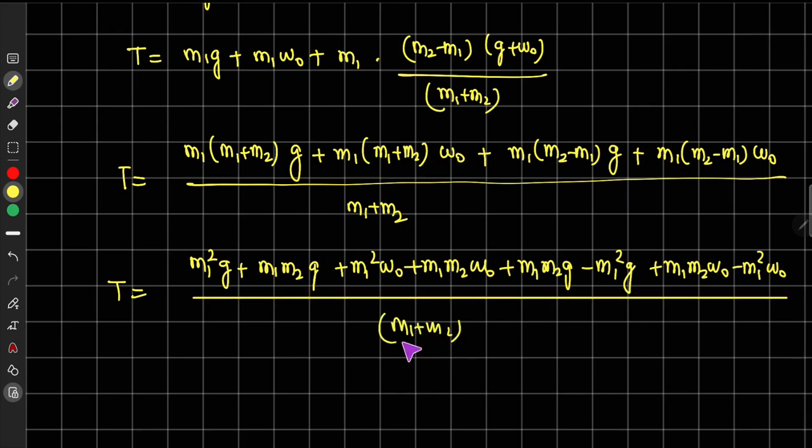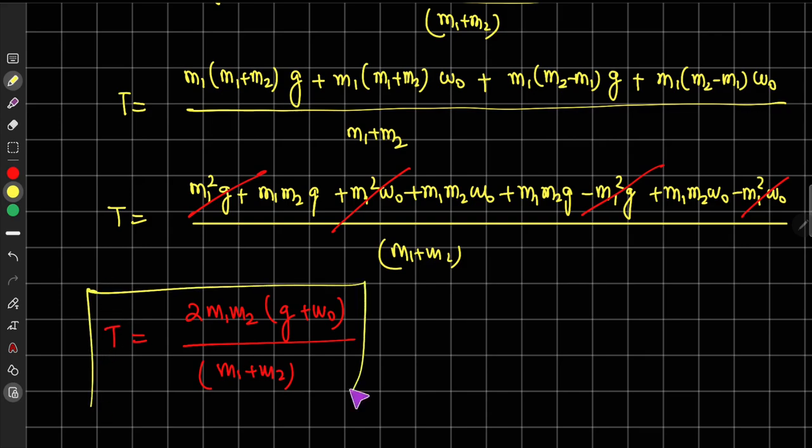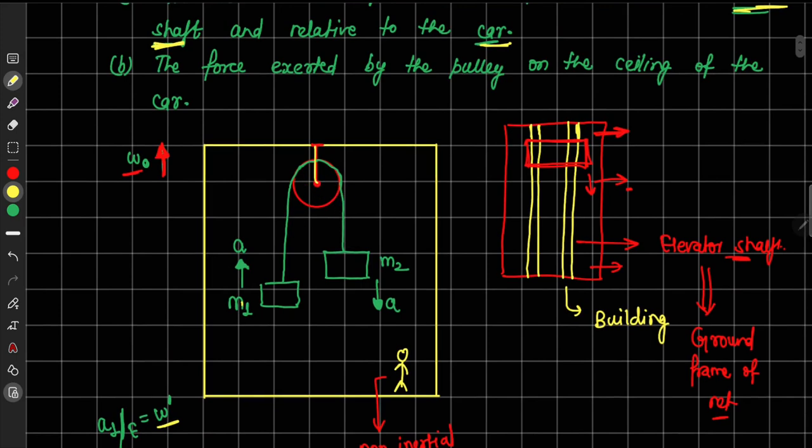So from here this m1 square g will get cancelled, and m1 square w0 will get cancelled, and we can write tension force is equal to 2 m1 m2 times (g plus w0) whole divided by m1 plus m2. So this is the expression of tension force we got in this particular thread, but we have to find out the force exerted by the thread onto the ceiling.